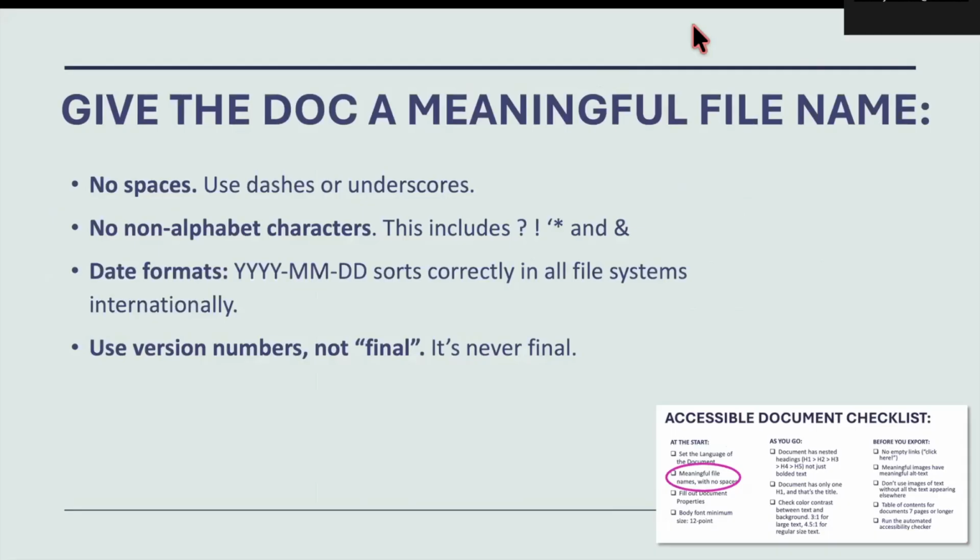Next up, you are going to save your work. Don't let your work get destroyed by forgetting to save. So just save right off the bat. And when you do, you want to give your document a meaningful file name. Don't use spaces. Just use dashes or underscores between the words. Don't use any non-alphabet characters like a question mark, an exclamation point, apostrophe, an asterisk, or my personal favorite, the ampersand, that beautiful English language curvy boy that takes the place of the word and.